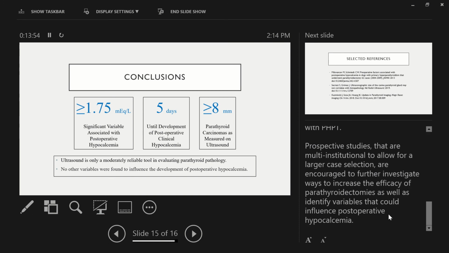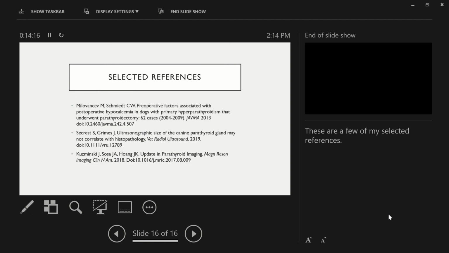And we would really encourage, looking forward, prospective studies instead of a retrospective study, combined with a prospective study, one that is also multi-institutional versus just one. This would allow for a larger case selection and would be useful to further investigate ways to increase the efficacy of parathyroidectomies, as well as identifying variables that could influence postoperative hypocalcemia.